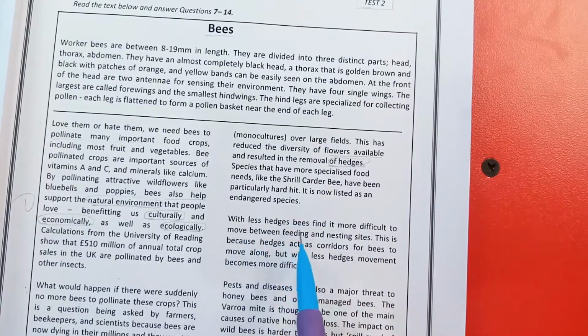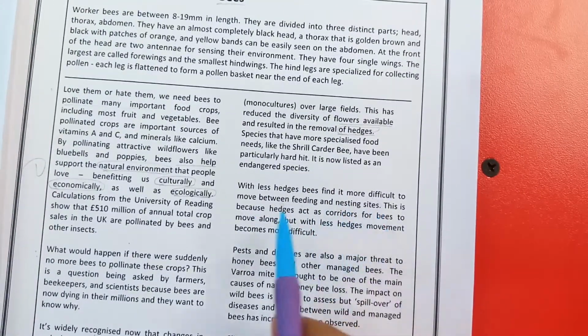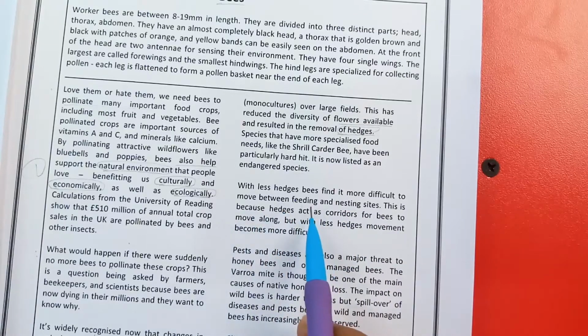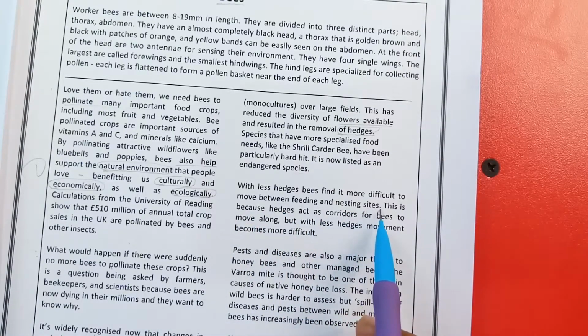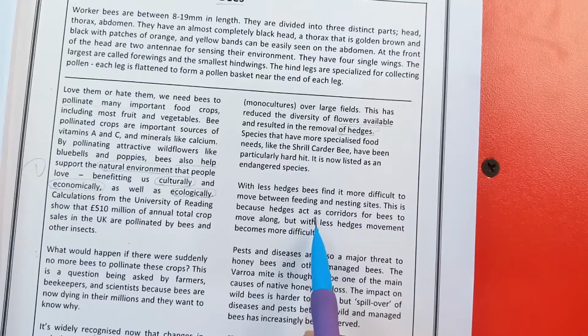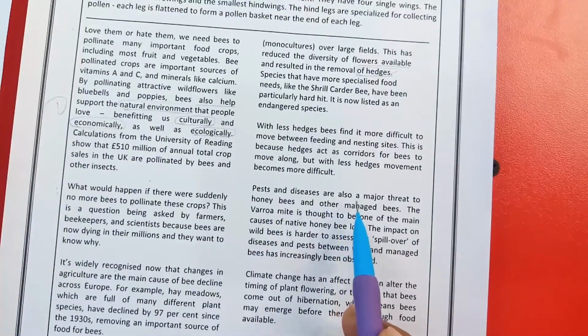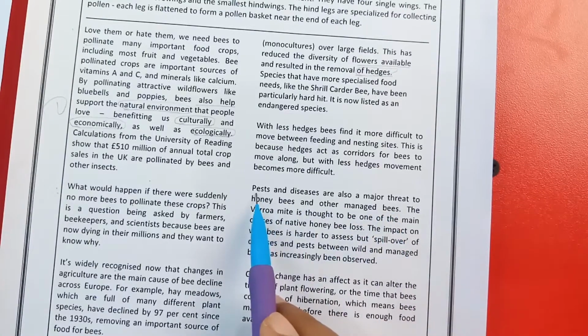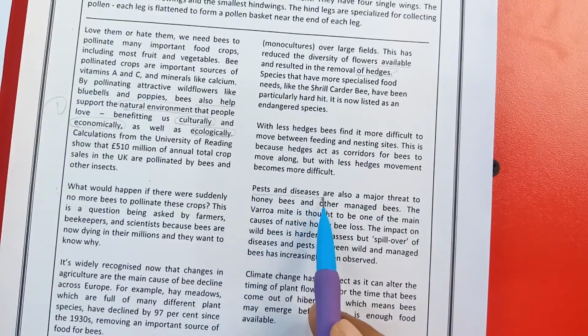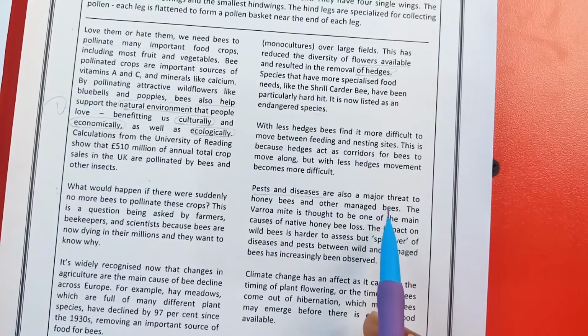With fewer hedges, bees find it more difficult to move between feeding and nesting sites. This is because hedges act as a corridor for bees to move along, but with fewer hedges, movement becomes more difficult. That's not a reason here. Pests and diseases are also a major threat, but not one of the major ones.